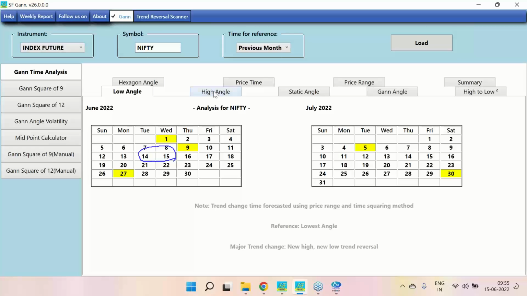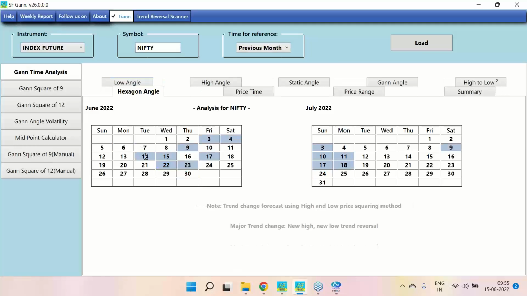First 1, 9, 27. High angle also 6 was there. So first 1, 9, 6. These trend reversal dates, you have seen how perfectly they have worked. Now the hexagons you are observing are from 14, 15. So 14, 15, 16 there is a gap, again on 17 there is a trend reversal.